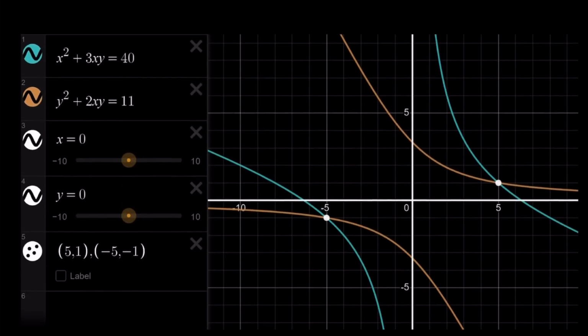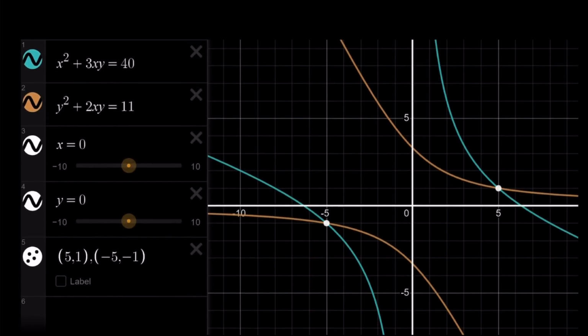Okay, so the graph that I made for you is, instead of a, I used x, and instead of b, I used y, but it's the same thing. X squared plus 3xy equals 40. So those are two rational functions, and they intersect at 5, 1 and -5, -1, which are the a, b values. And this brings us to the end of this video.